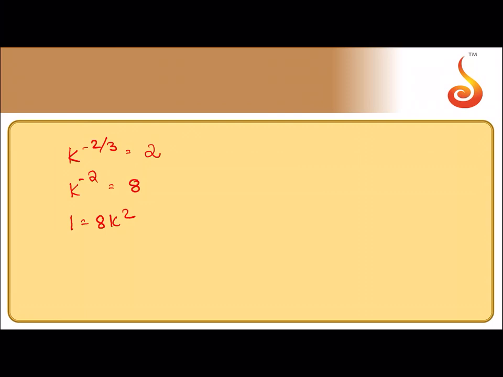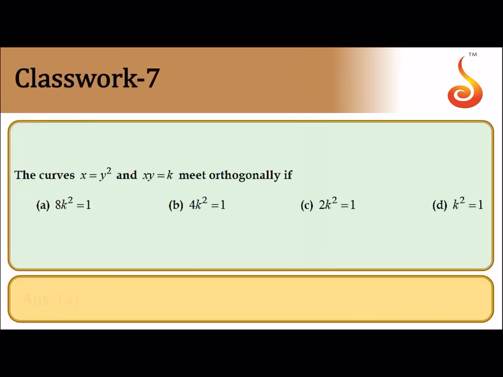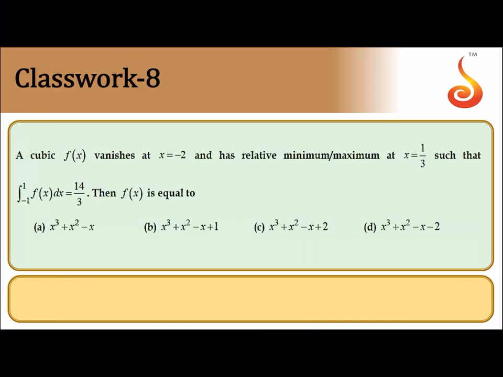So we get, this can be written as k to the power minus 2 by 3 is equal to 2. Cube both sides. You get 2 to the power minus 2 is equal to 8. Or we can say 1 is equal to 8 k square. Option A is correct.